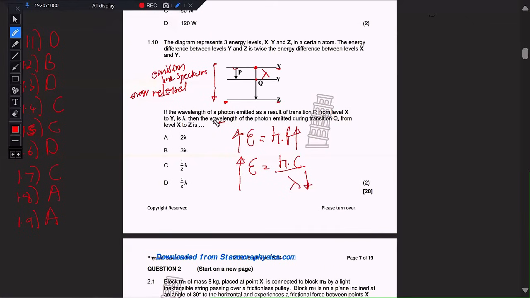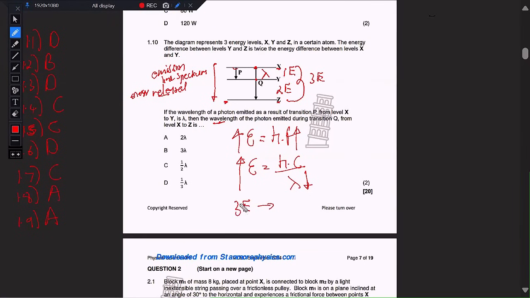So they said the energy difference between levels Y and Z is twice the energy level. So let's say here we have 1E, and then here we have what? 2E. So all of this from X to Z should be 3E. But then if we are saying that the relationship here is inverse, if we have 3E, that means what is it that we must have for our lambda?